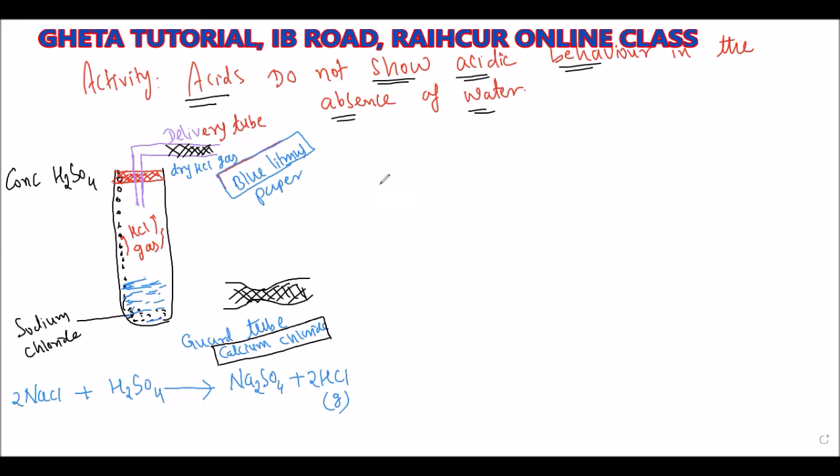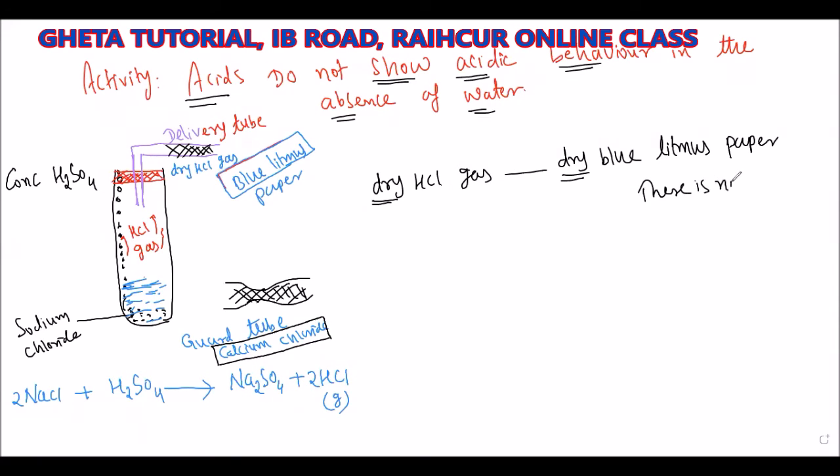Now the dry HCl gas passes through to the dry blue litmus paper. Is there any change of color for this blue litmus paper? No. Here the HCl gas is dry and the litmus paper is also dry. So when the dry HCl gas passes over the dry blue litmus paper, there is no change in color. Why is there no change in color?